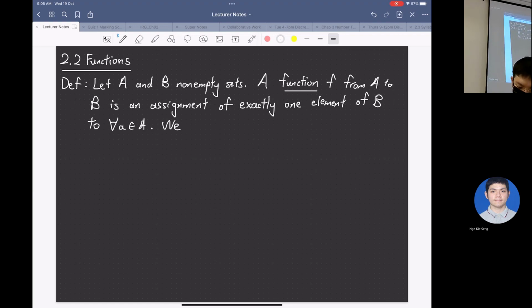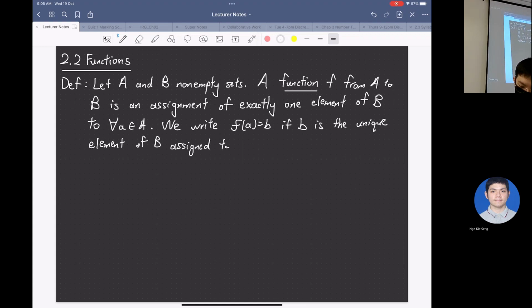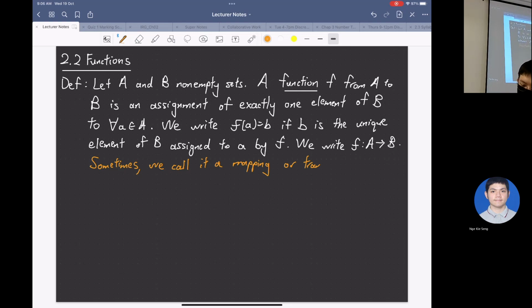So we will write f(a) equals b. So if b is the unique element of B assigned to a by f, we write that f is a map from A to B. Sometimes we call this a mapping or a transformation.